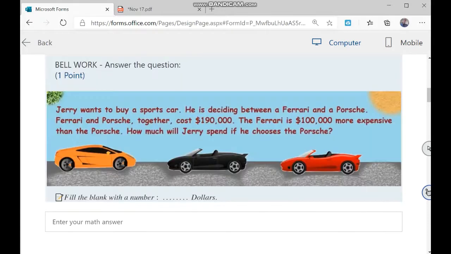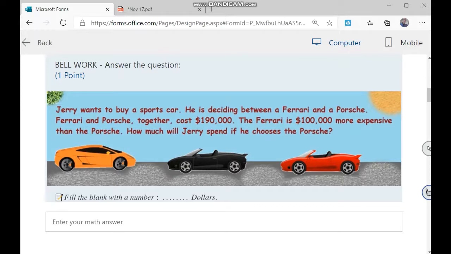Let's help Jerry buy a new sports car. He is deciding between a Ferrari and a Porsche. The Ferrari and the Porsche together cost $190,000. That's a lot of money. The Ferrari is $100,000 more expensive than the Porsche. How much will Jerry spend if he chooses the Porsche? Now type your answers.